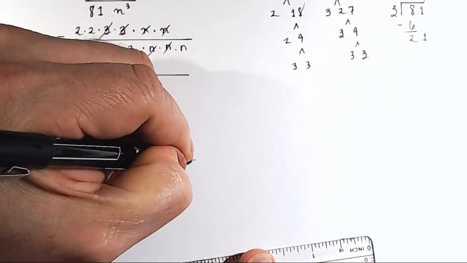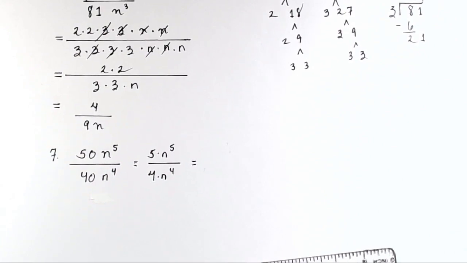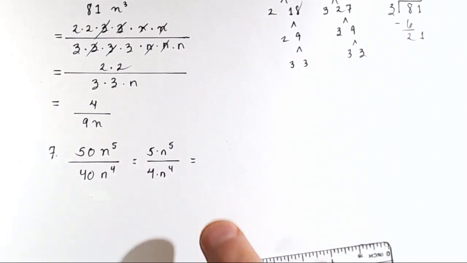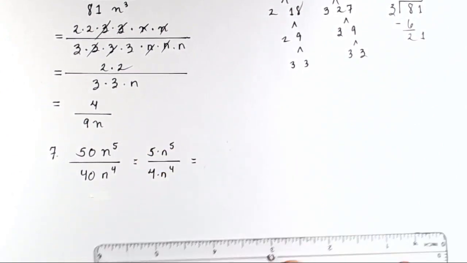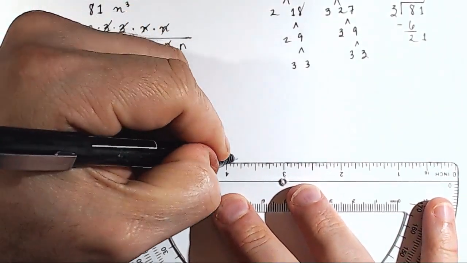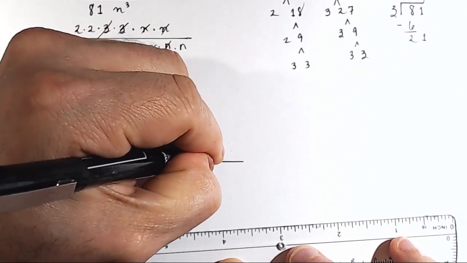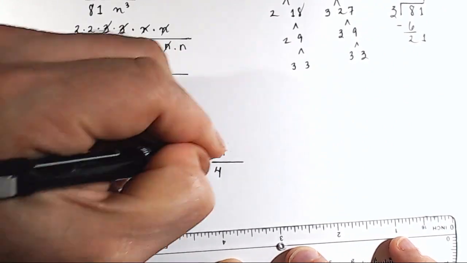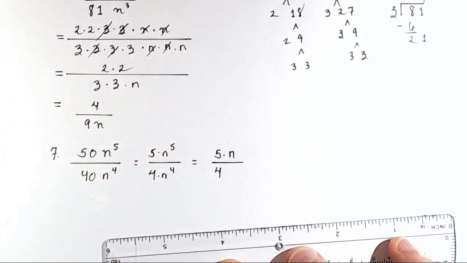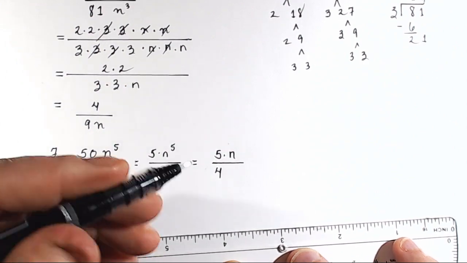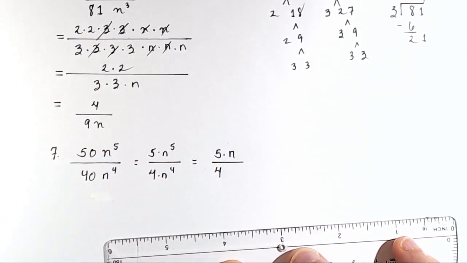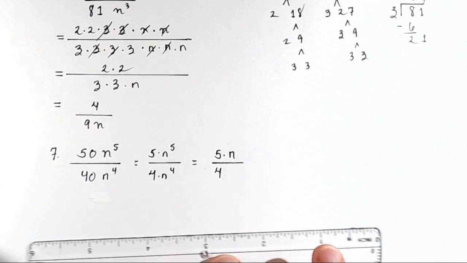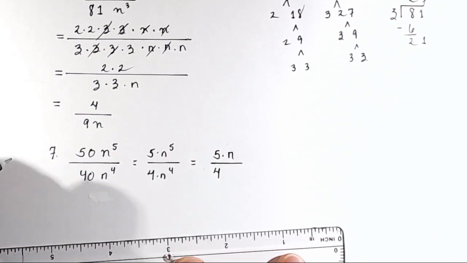And now we'll apply the quotient rule. So when we apply the quotient rule, there is no more n's going into the denominator if the subtraction turns out to be positive. So let's just rewrite this, 5 over 4. Okay, and then in the numerator we'll write n to the 5 minus 4, which is just n to the first power, or n, right? So 5n over 4 is the most simplified form, and that's number 7.